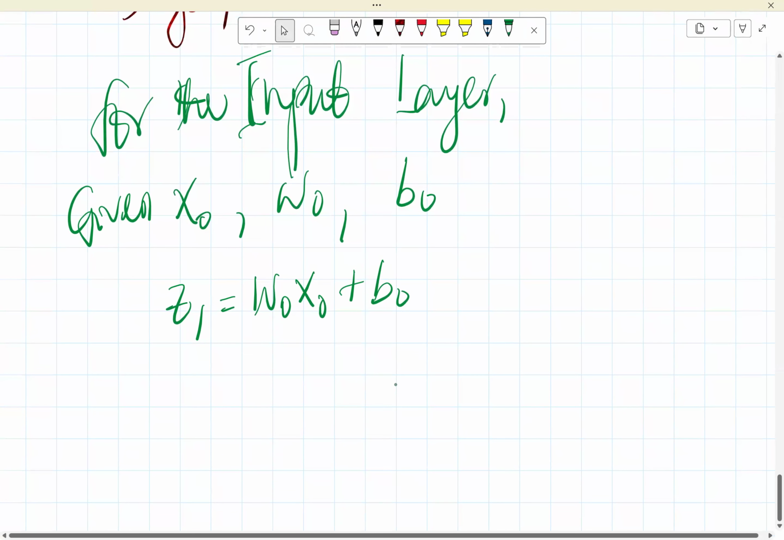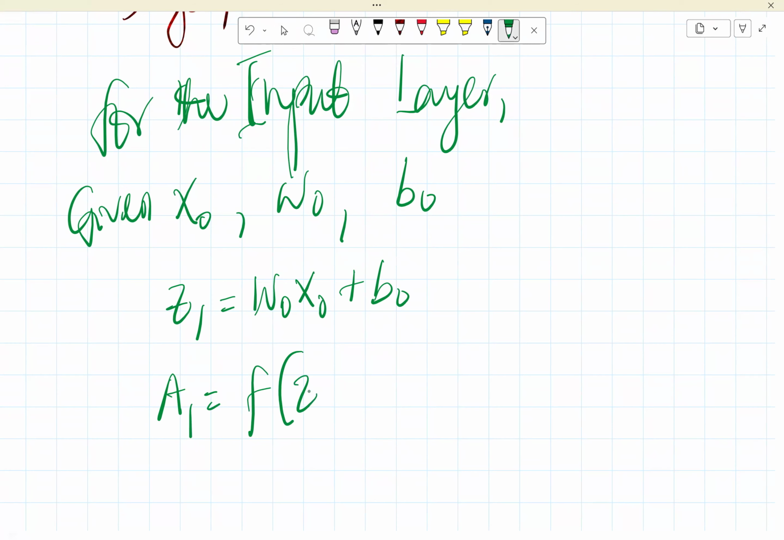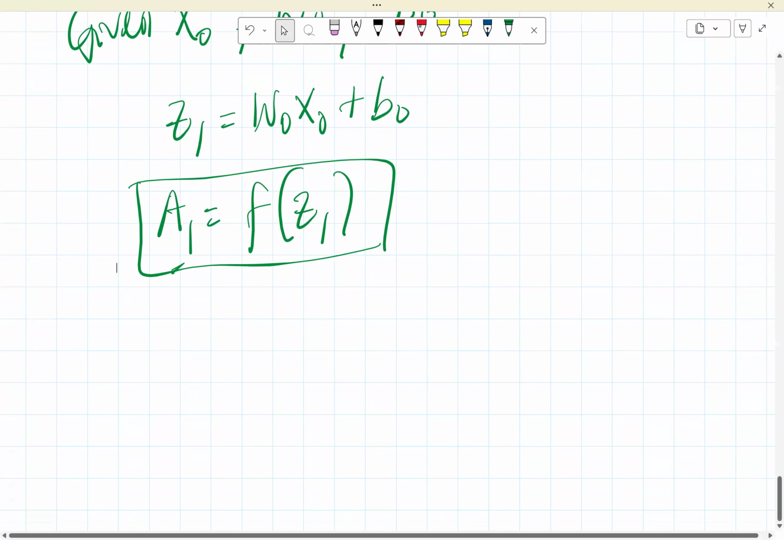And then with that, we have the activation function. So we have A1, which is f of Z1. That's the activation function. So we get A1 from that. That's for the input layer. Now this result becomes the input for the first hidden layer. So we now go ahead to hidden layer one.